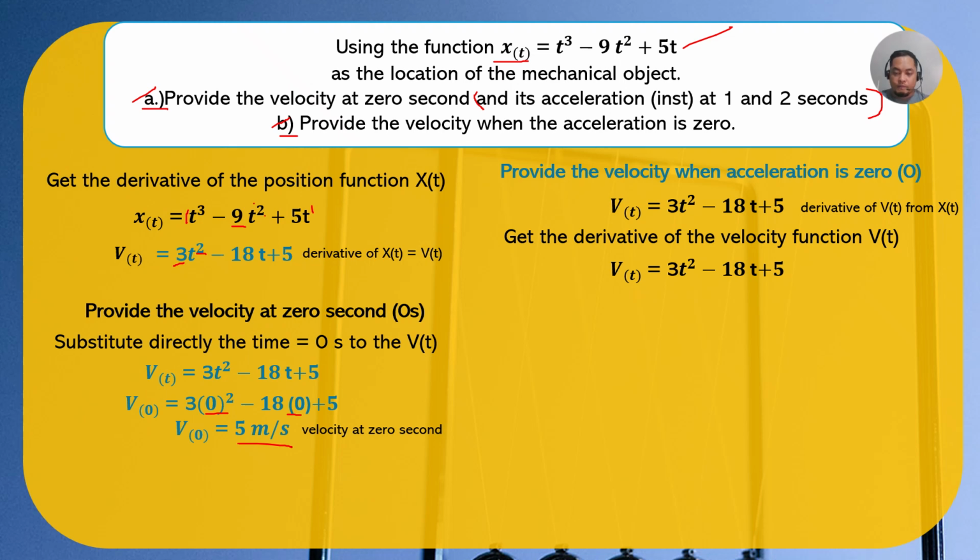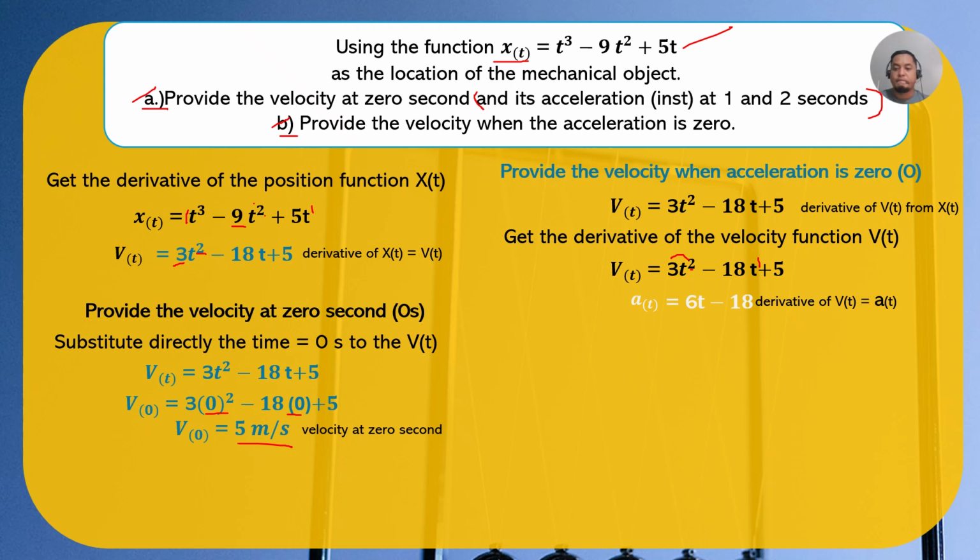Now we have v of t. This is the velocity function. We will get the derivative of it. So we have 2 times 3, you will have 6t. And then this is 1 here, 1 times 18, it's negative 18. So this is now the derivative of the velocity function, and this is the acceleration function.